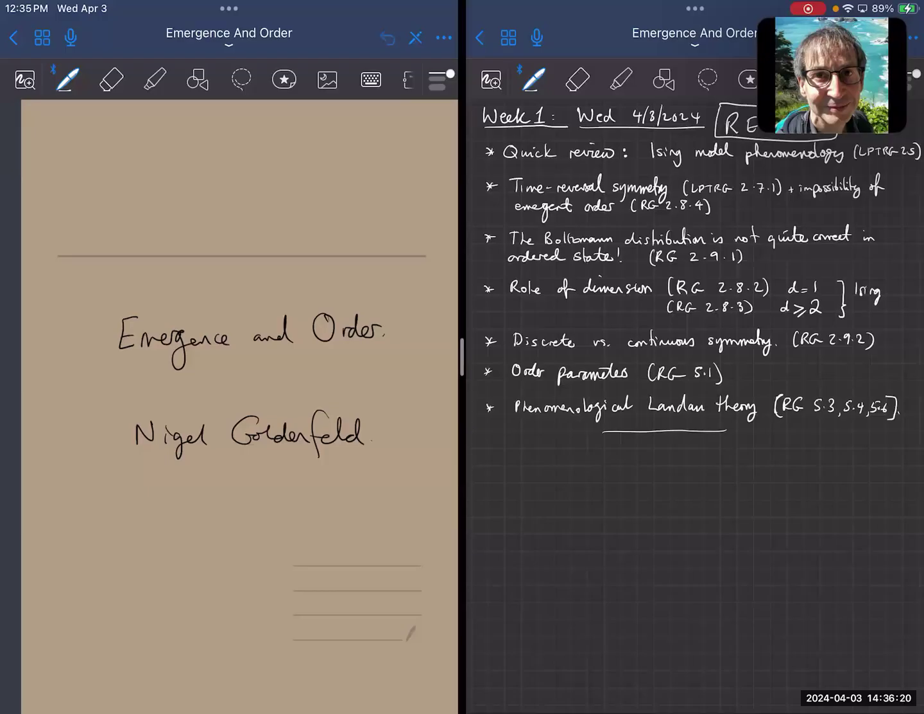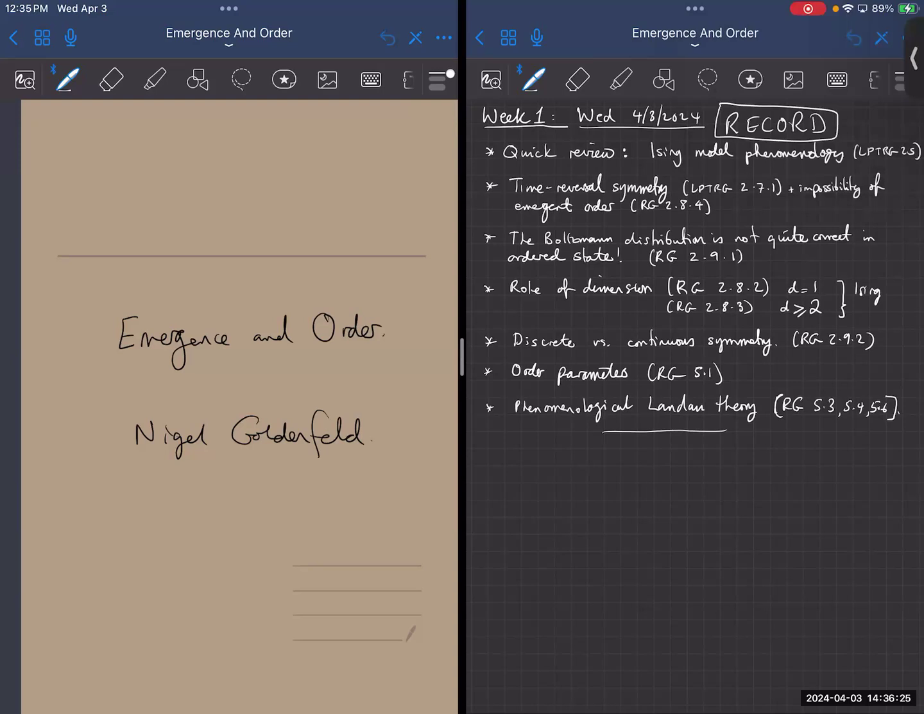Okay, so let's get started by just reviewing very quickly the Ising model phenomenology. And I know for you guys here, this is superfluous, but let's do it anyway. So why do we care about the Ising model? Well, it's a prototype for discrete symmetry.